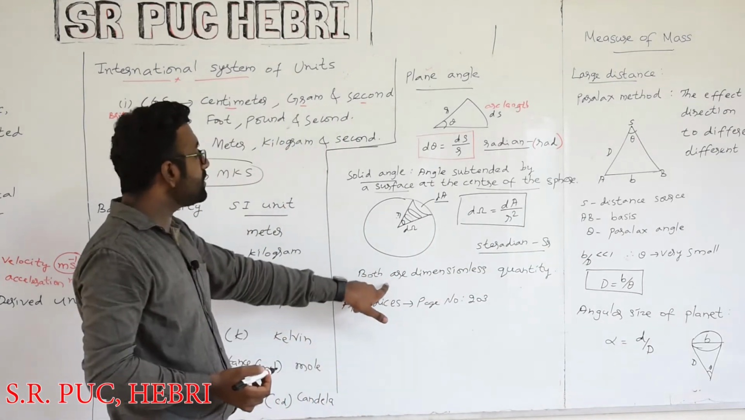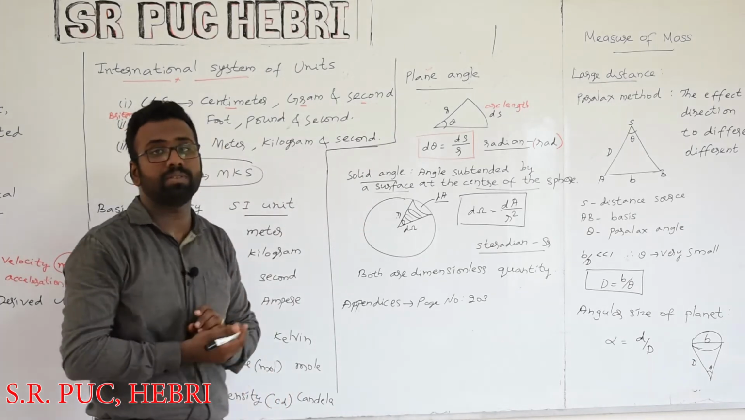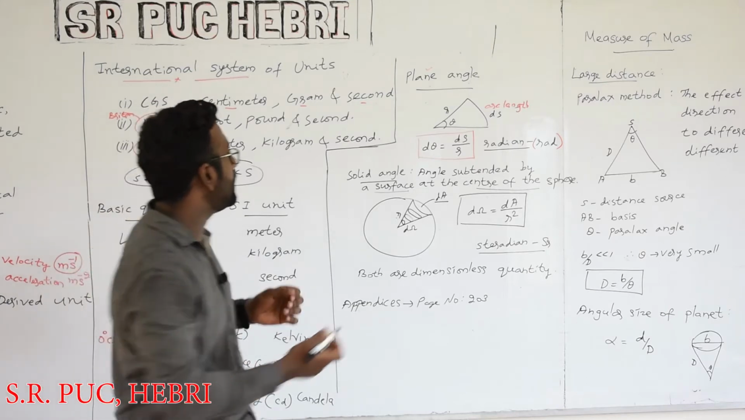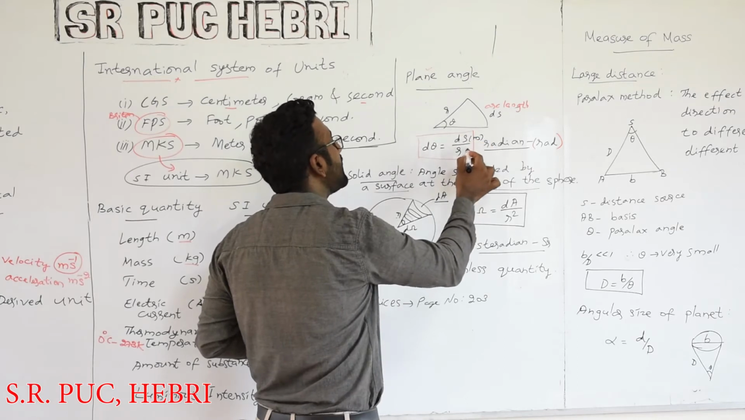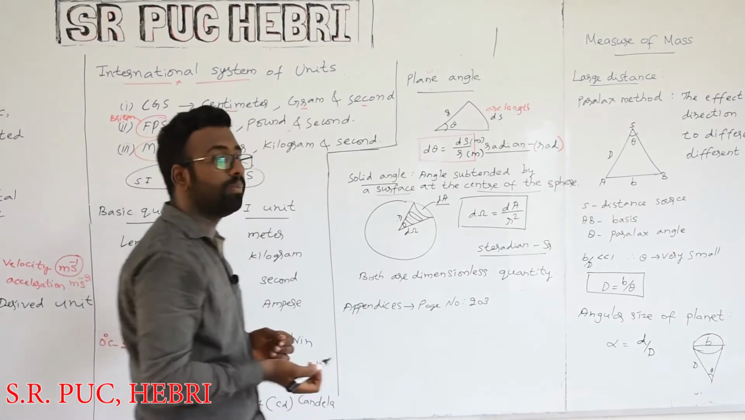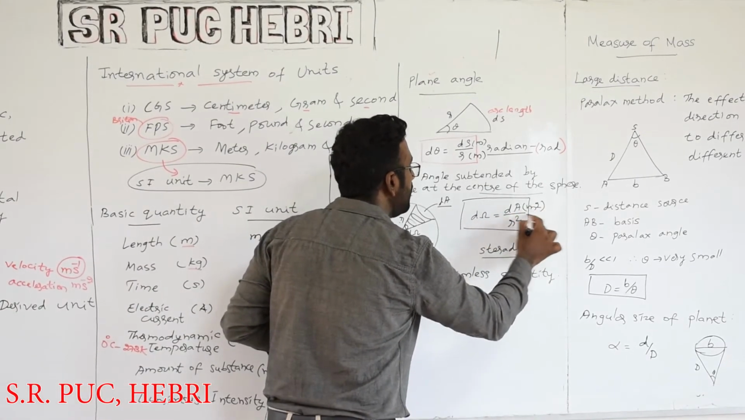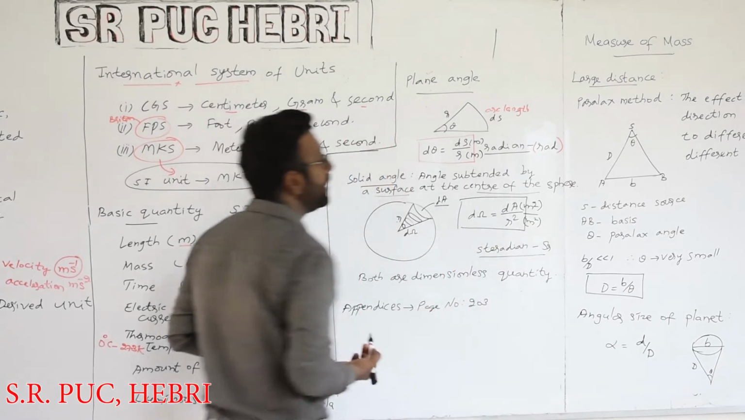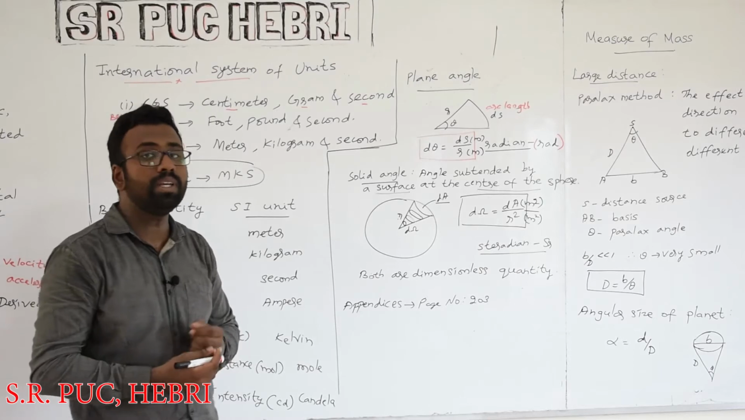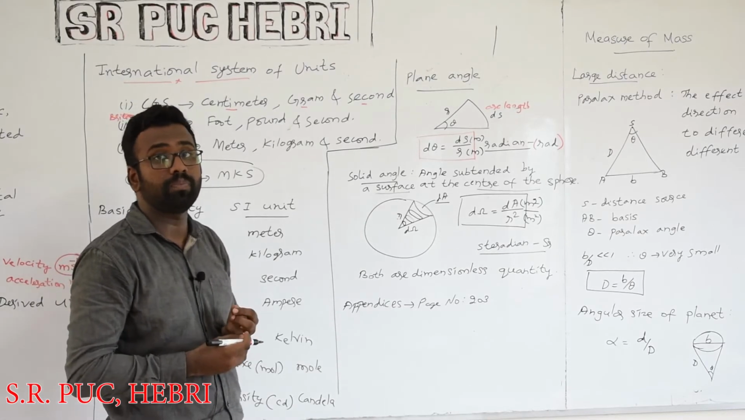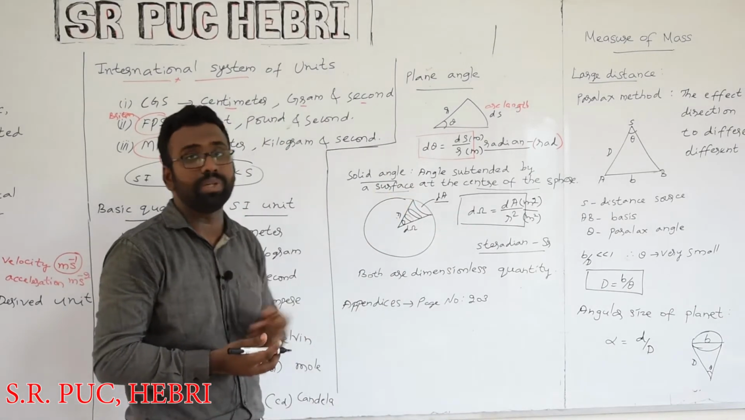Both these quantities, plane angle and solid angle, are dimensionless. They don't have any dimension. You can see here, this is arc length, so meter will get cancelled with the meter in the denominator. Similarly, area, meter square, will get cancelled with the meter square in the denominator. So solid angle as well as plane angle don't have any particular dimension. They are dimensionless quantities, even though we call them with some units.